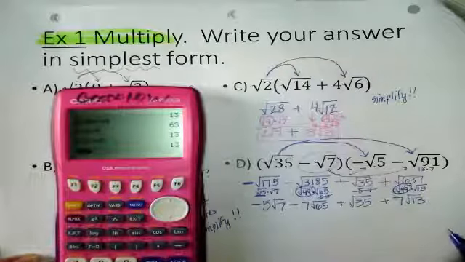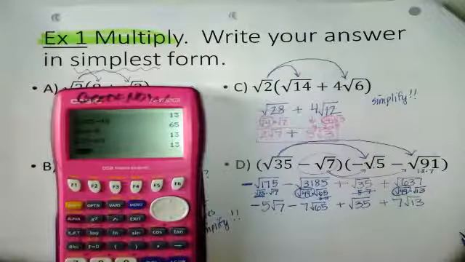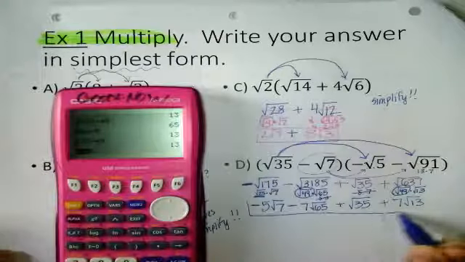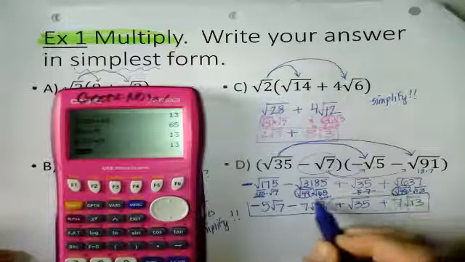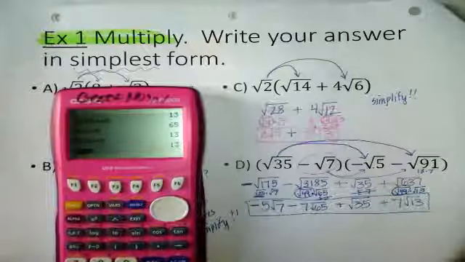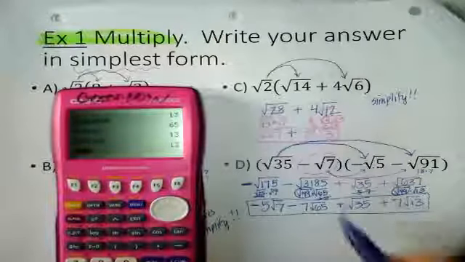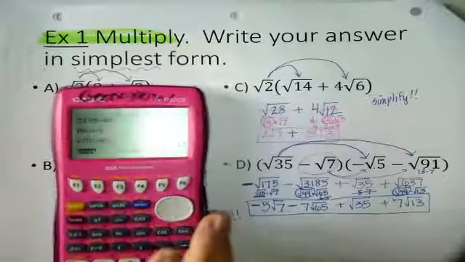Now the question is, are there any like radicals? And there aren't. So this is the final answer. If there were like radicals, then we could add them together. This was a really hard one. So use your calculator.